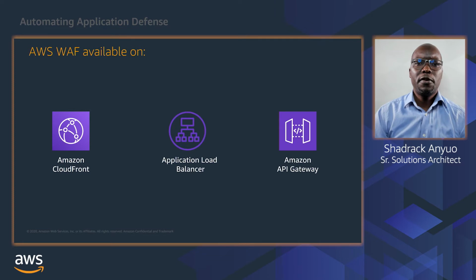AWS WAF can be deployed on three AWS services. We have Amazon CloudFront as part of your content delivery network solution. You can also deploy it on an application load balancer that fronts your web servers or origin servers running on Amazon EC2, or on Amazon API Gateway.